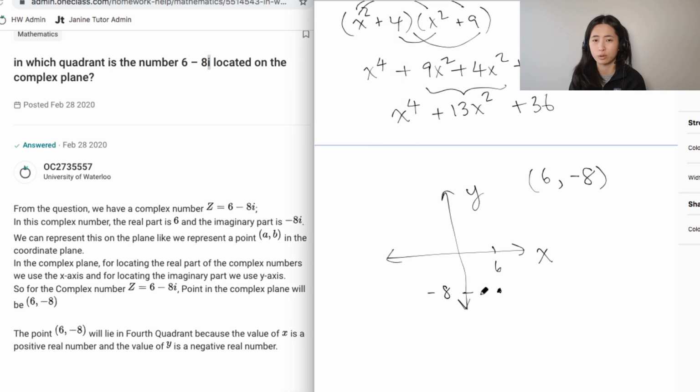It's going to be found in quadrant 4, right? It's simple as that. All you have to do is extract. So here we see that if this number is multiplied to your i, it becomes your y coordinate, and if you look at 6, that's going to be your x coordinate. So anything that is multiplied to i becomes your y coordinate. So that's why this is found in quadrant 4.